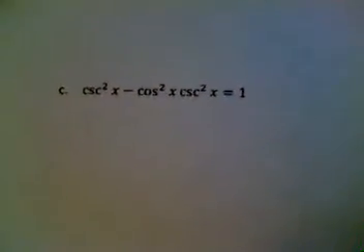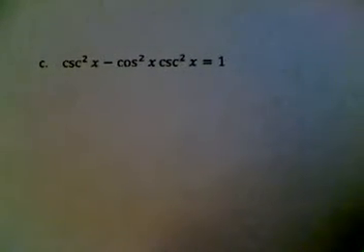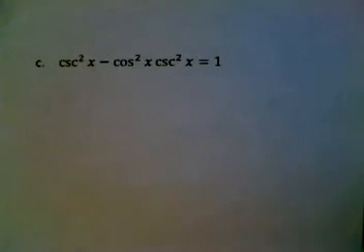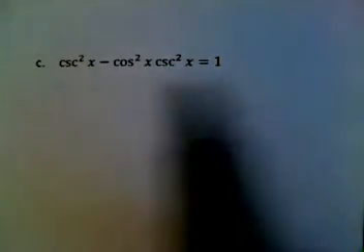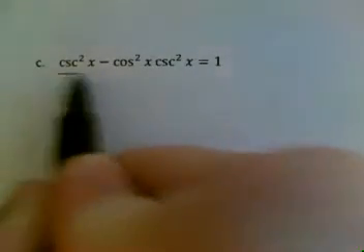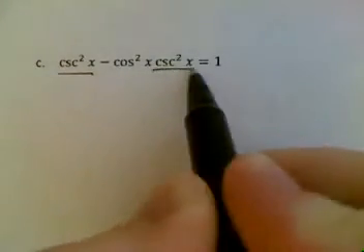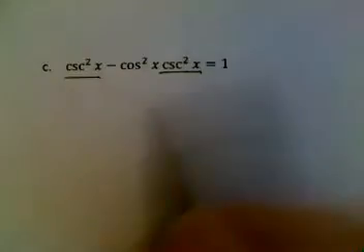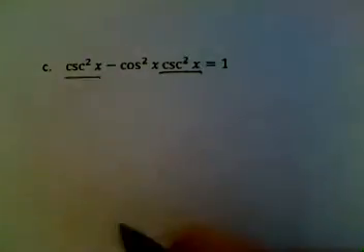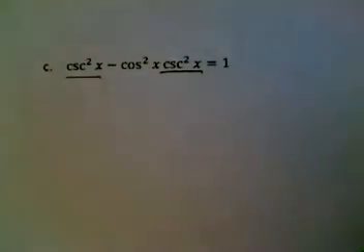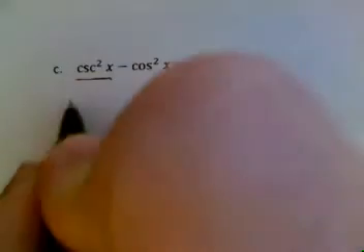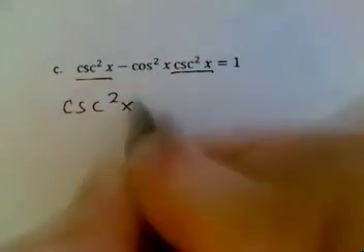Let's go ahead and look at the next one. Cosecant squared x minus cosine squared x cosecant squared x is equal to 1. Okay. Now, for this one, the first thing that I'm going to recognize is the fact that there's a cosecant squared in this term and in this term. If it's in both those terms, why don't I just factor it out? Okay, we still have those rules, those properties that we can apply. So, I'm going to factor out the cosecant squared out of both terms.